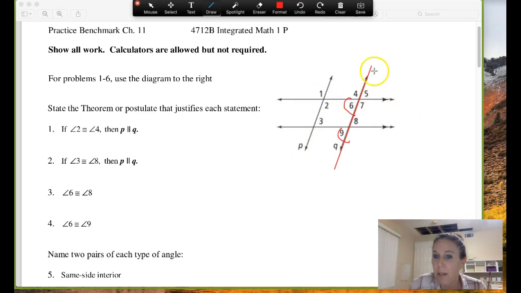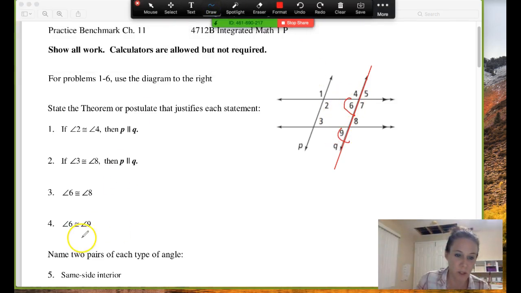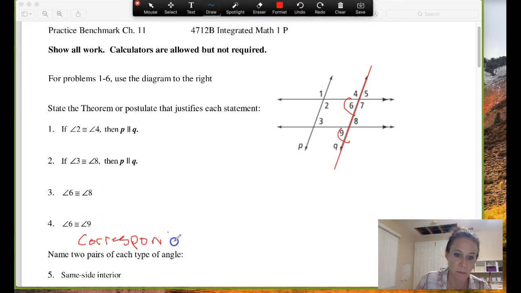So two parallel lines cut by a transversal now. Angle 6 and angle 9 are congruent. The reason they're congruent is because they're in the same place on the same side of this parallel line and this parallel line. So they're corresponding. They're in the corresponding positions. So this would just be straight up the corresponding angles theorem. Okay, not the converse, just the straightforward theorem.